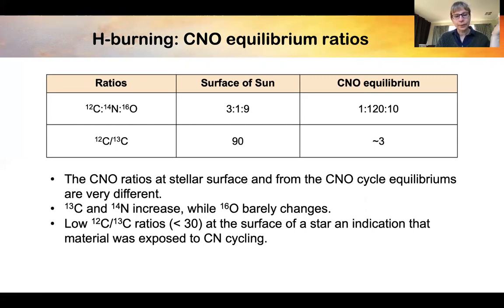So this tells us, first of all, that if we see low carbon-12 to carbon-13 ratios, say less than 30, at the surface of a star, this is an indication that the material that we see was exposed to CNO cycling. So it's, I guess you could say, a diagnostic of stellar evolution.